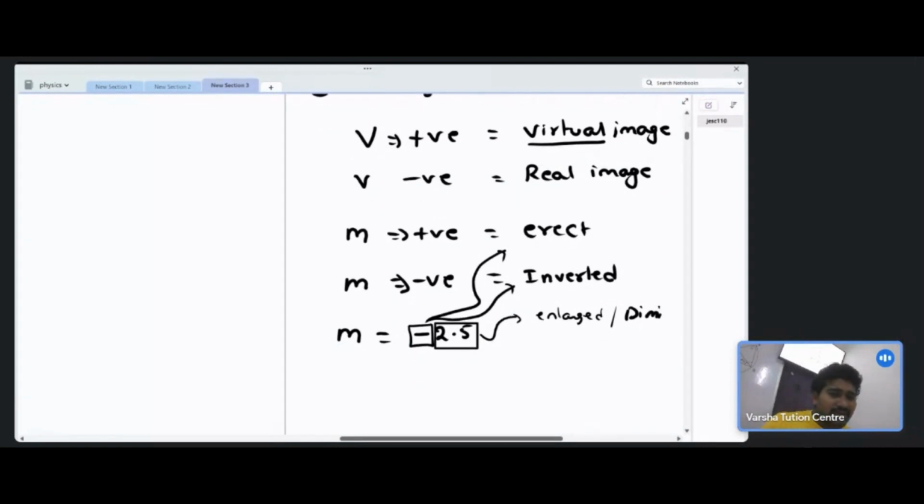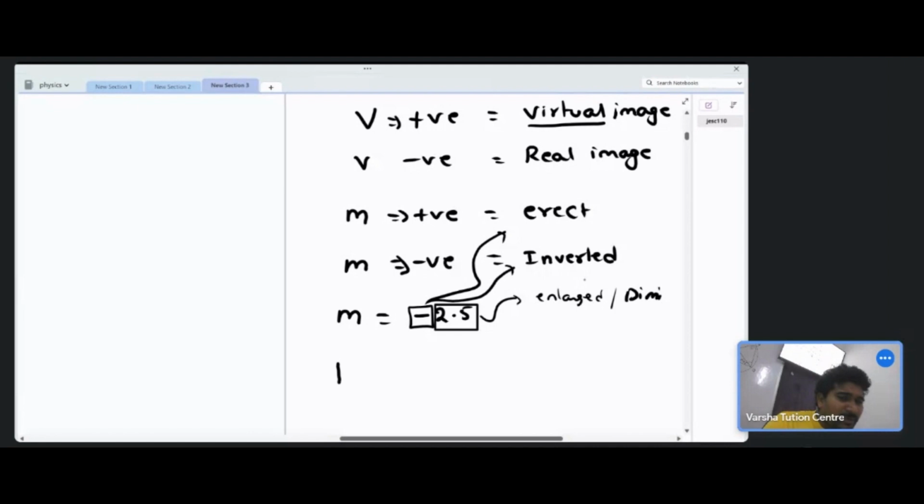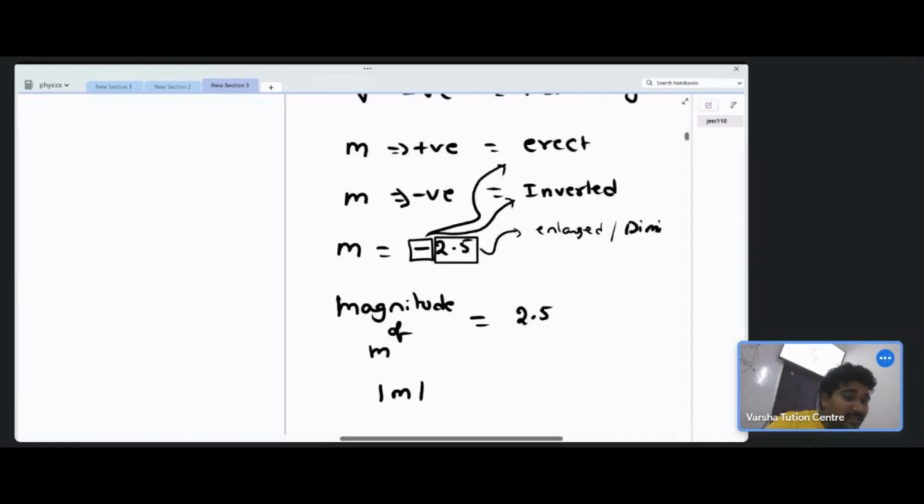That's why I will not just say M. I will say magnitude of M. Magnitude of M means don't consider the sign. Even though it is negative, you see it as positive. Only consider the value. If I see only the value, how much is it? Negative 2.5, how much is it? 2.5.